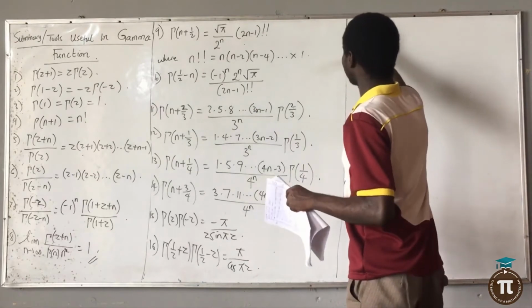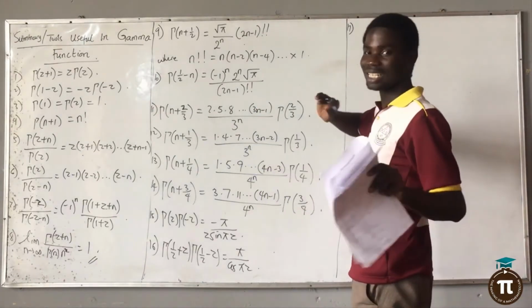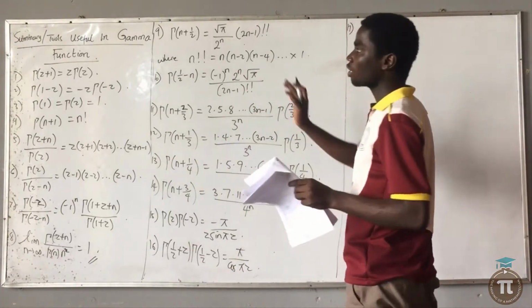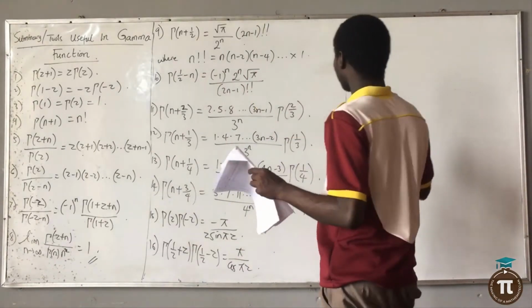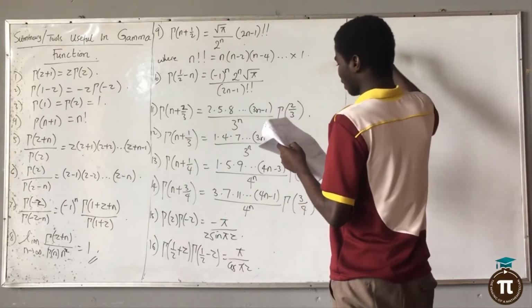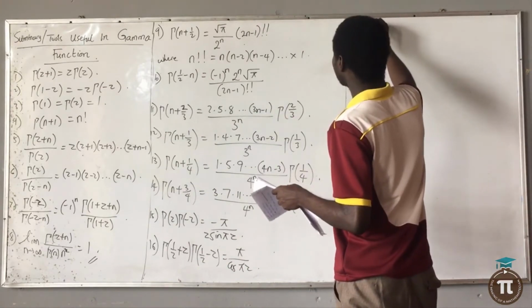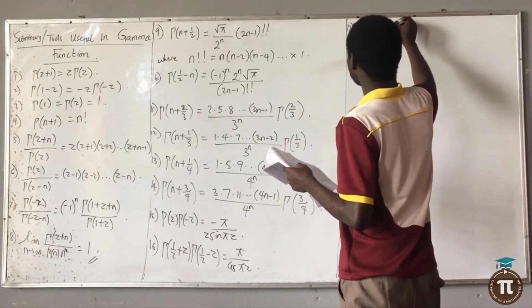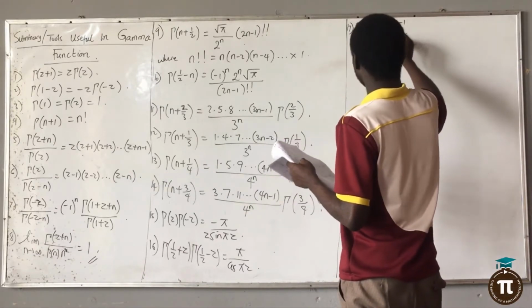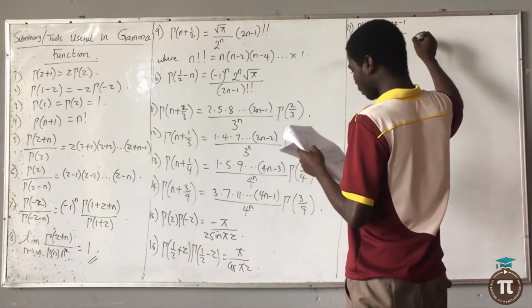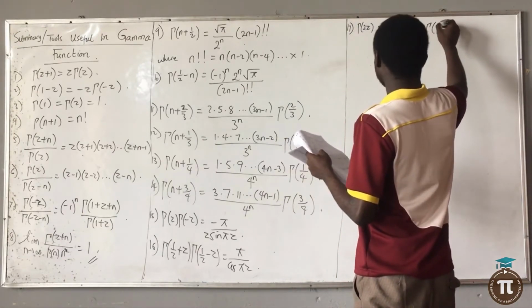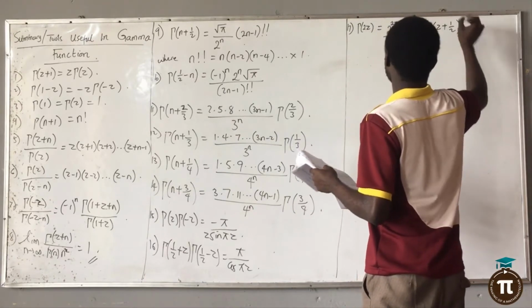Now number 17, the next one, all the tools needed. That's what I talk about. So I'm going to be writing all the useful tools in gamma function. Number 17, gamma of 2z is 2 raised to the power of 2z minus 1 all over root pi, gamma of z, gamma of z plus 1 over 2.